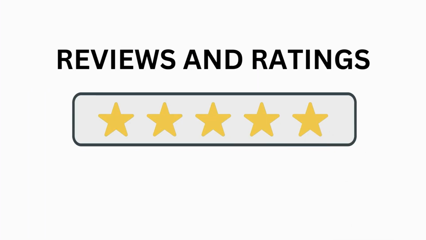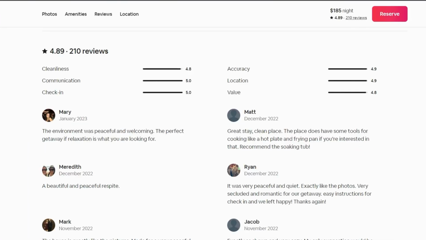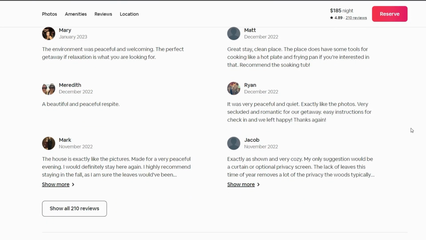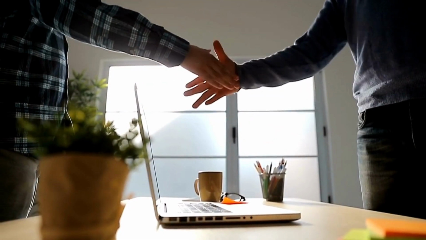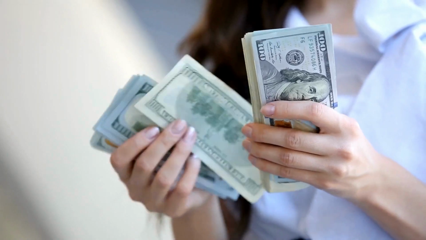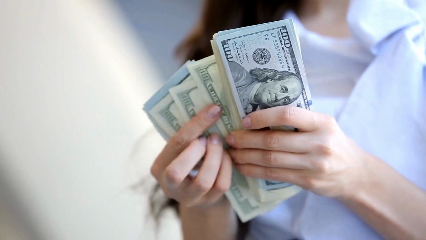Reviews and ratings. Take into account the number of reviews, ratings, and overall sentiment of guests that have stayed at similar listings. By considering all of these factors, you can get a good sense of what prices are reasonable for your rental and set your prices accordingly. By pricing competitively, you will attract guests and fill vacancies. And also, it will help you to increase the revenue from your property.